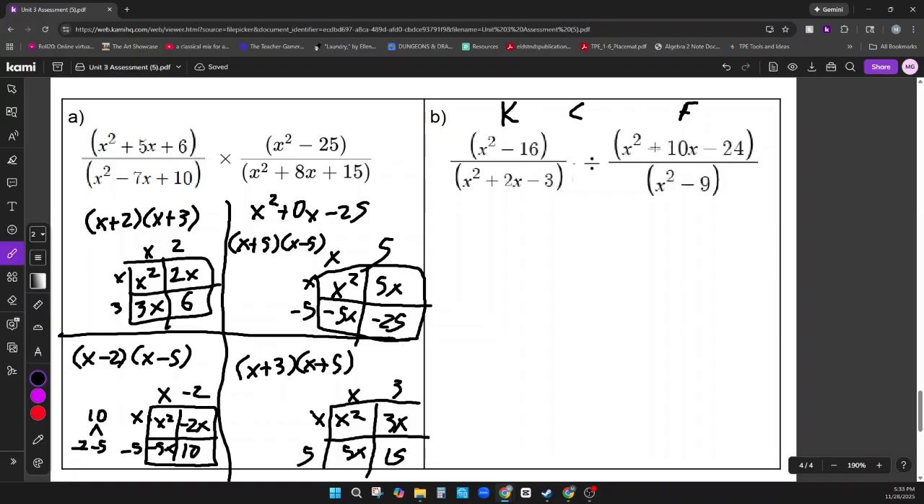One last thing is I told you guys during the test that rather than a minus 24, I want you to treat this as a plus 24. If you didn't, no worries, I took that into account. But I did remind you during the test that there was a typo, so we're going to treat that as a plus 24.